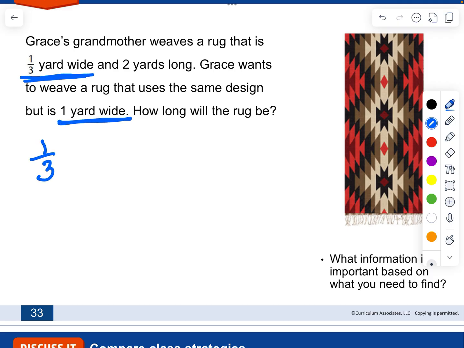1/3 times what would give me 1? I hope you said 3. So in other words, Grace's rug will be 3 times larger. So if it's 3 times wider, it's also going to be 3 times longer. And then that's a simple 2 times 3 is 6 yards.